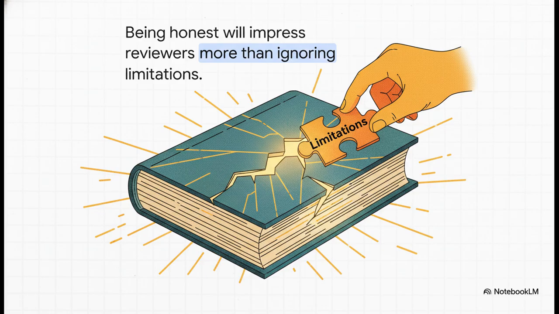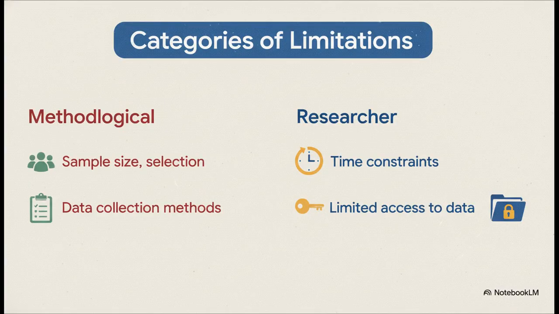You absolutely should. Because being honest about your limitations doesn't weaken your paper, it makes it stronger. It shows your reader that you have a deep, nuanced understanding of what you did. You're not trying to hide anything. You're basically saying, here are the boundaries of my claims. And that makes the claims inside those boundaries way more believable.